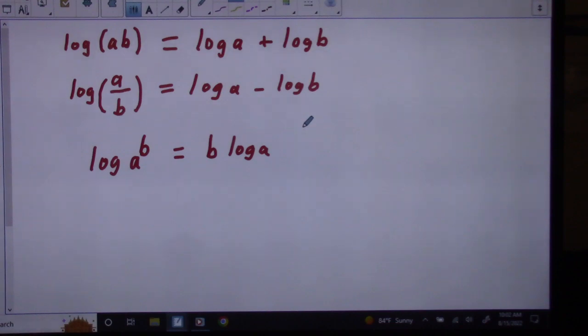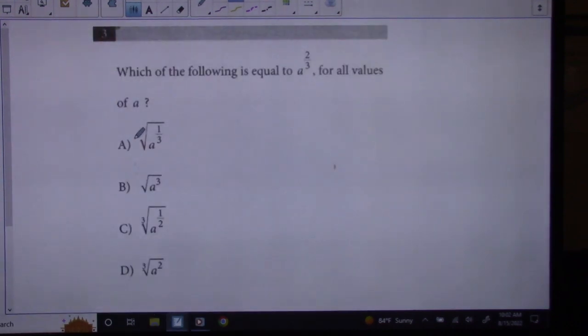Okay. So basically, those are three major properties of logarithms. But what happens? A logarithm is a type of exponent, and we talked about that. Did I have you do this today? No, I didn't. The SAT problem today.